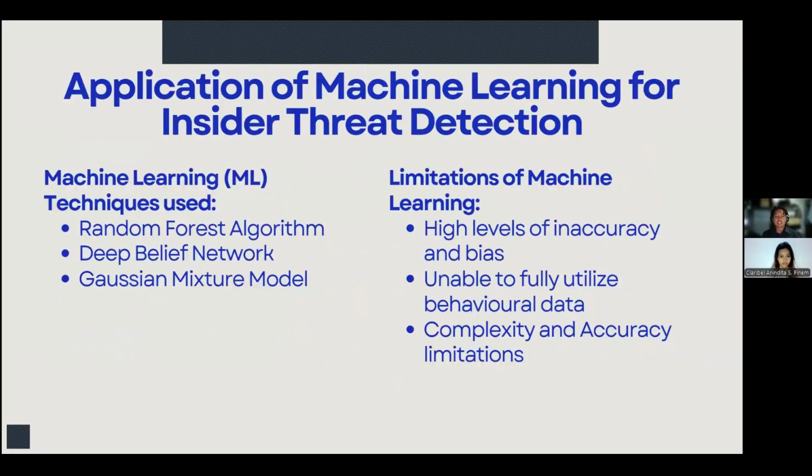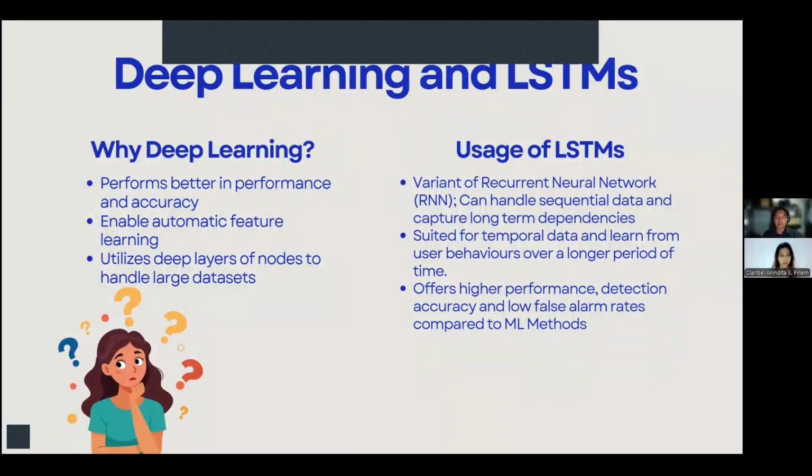Now, machine learning has been used to detect insider threats, with methods resulting in many limitations, such as high levels of inaccuracy and the inability to utilize and understand complex and nuanced user behaviors, resulting in accuracy limitations. Instead, we use deep learning, which performs better in terms of performance and accuracy due to the utilization of deep layers of nodes, which in turn makes it able to handle larger datasets.